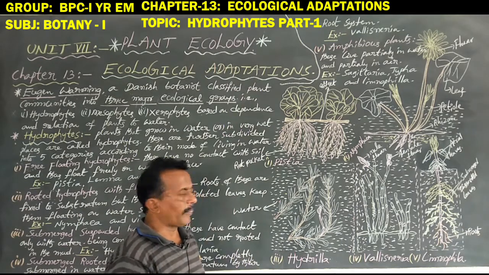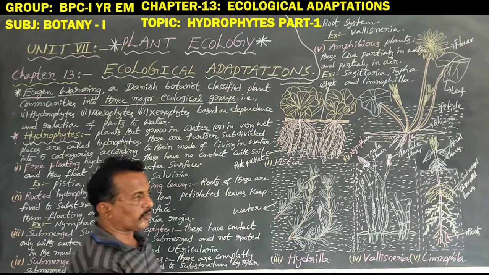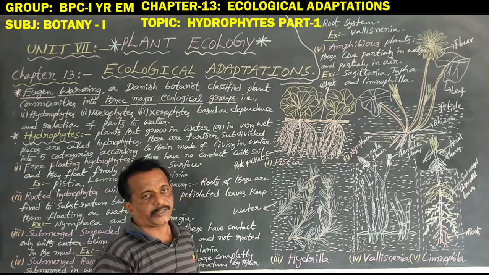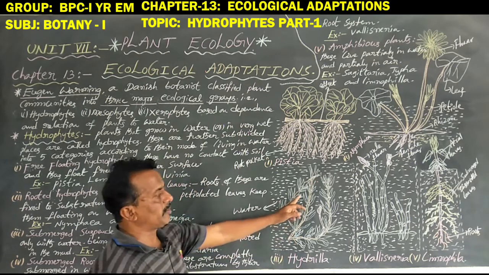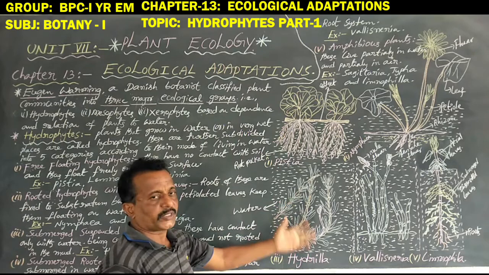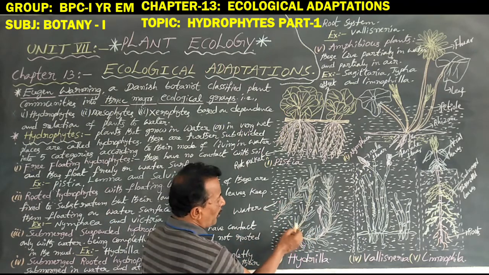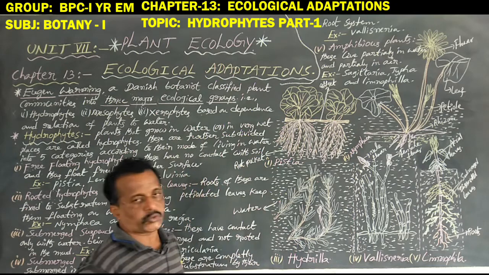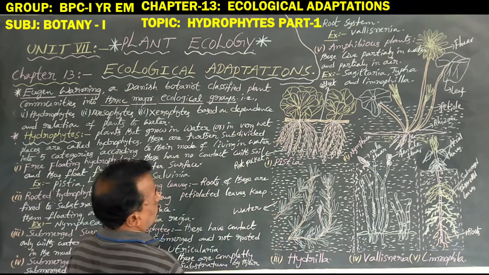Hydrilla and Ceratophyllum also grow at the bottom of the water, in submerged water. Leaves are present, but roots are absent. After some time, the lower leaves are modified into roots. So this is Hydrilla.